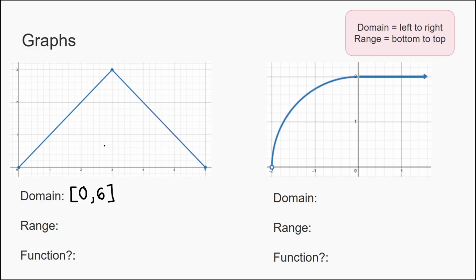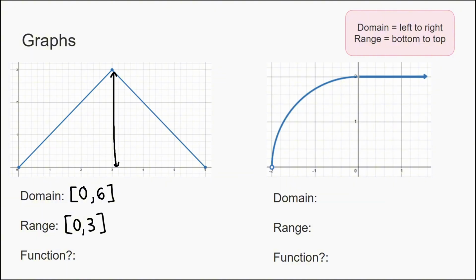We're going top to bottom. So this would be top to bottom right here. So that would be from 0 to 3. And notice that these both are closed circles as well. So our range is going to be inclusive 0 to 3.